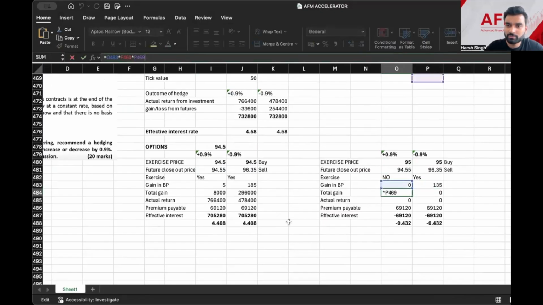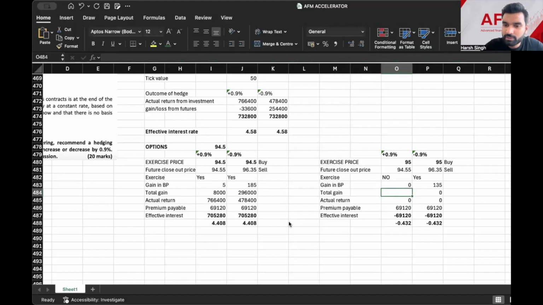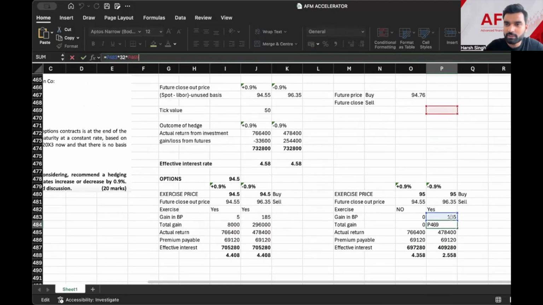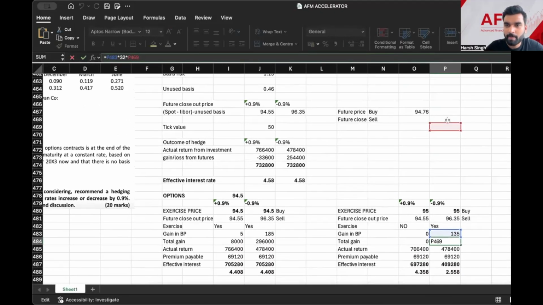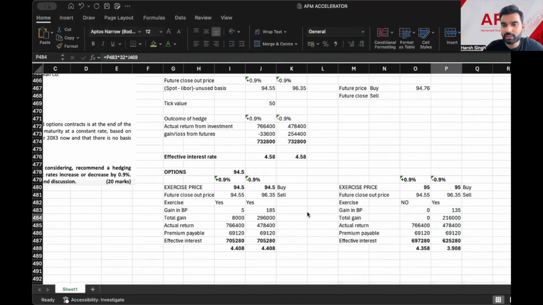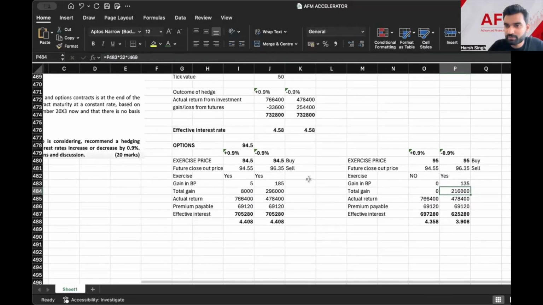Now total gain. Look, total gain will be 0 over here. Actual return I can directly take from here. Over here, I have to change the definition of total gain. So this amount multiplied by 50 multiplied by 32. Total gain is 21,600. Oh, sorry, 21,000 I'm saying. 216,000. Okay.